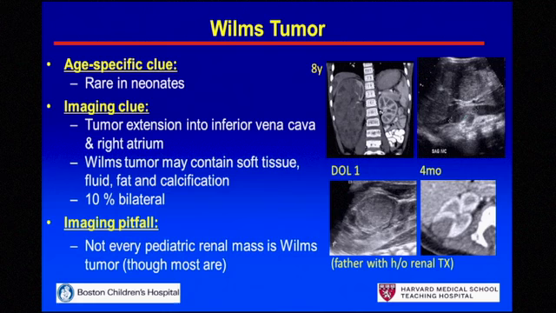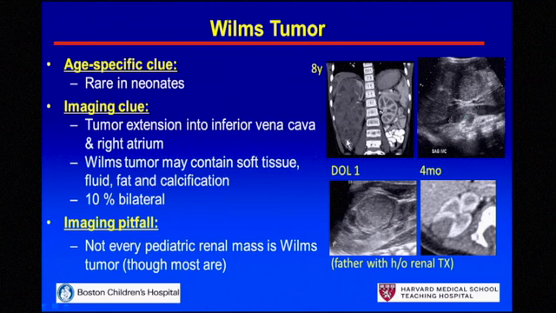Again, rare in neonates. This tumor can or tends to extend into the IVC and then into the right atrium, and this can be seen definitively with ultrasound, as in this picture where a tumor thrombus is being measured within the IVC. Wilms tumor can contain fluid, fat, and calcification, so don't let that dissuade you from the diagnosis. 10% are bilateral. Not every pediatric renal mass is a Wilms tumor, though most are.